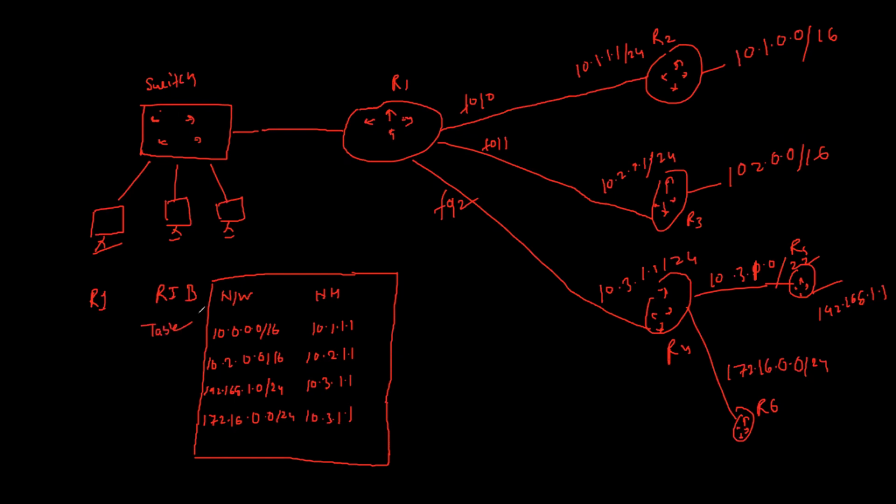On the RIB table, the 10.0.0.0/16 will be 10.1.0.0, right? For the first one. This one, right. This is 10.1.0.0. Okay. This is the RIB table.